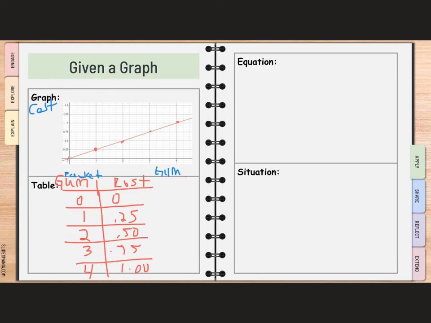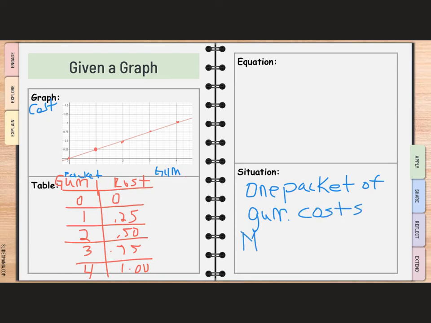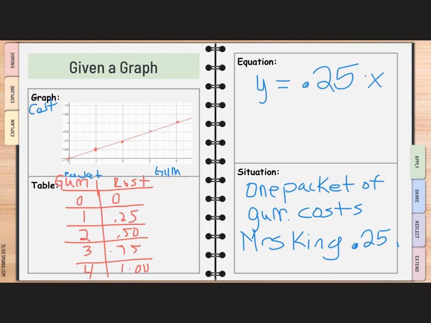So what's my situation? Well, I'm going to say 1 packet of gum costs Mrs. King 25 cents. So there's my unit rate, 25 cents per packet of gum, okay? And my equation then would be the cost is equal to 25 cents for every 1 packet of gum.